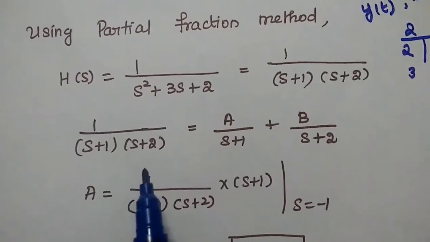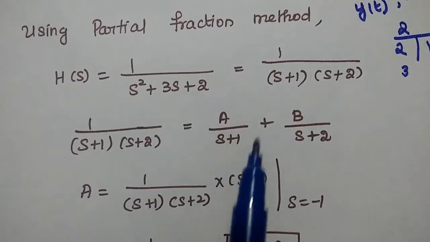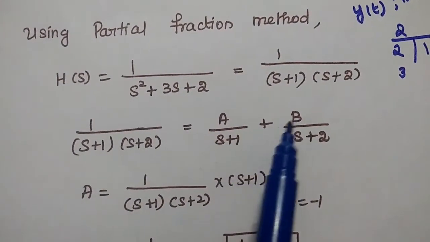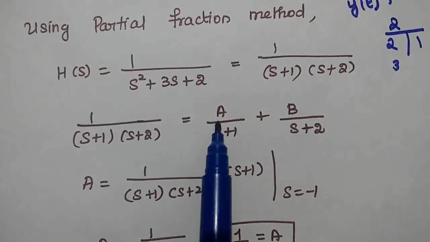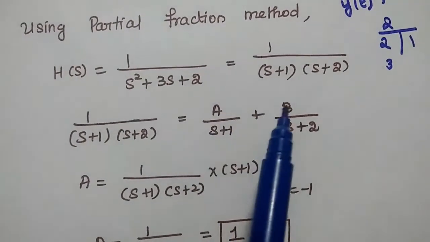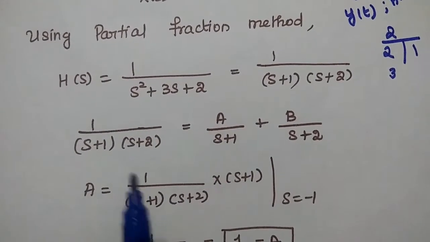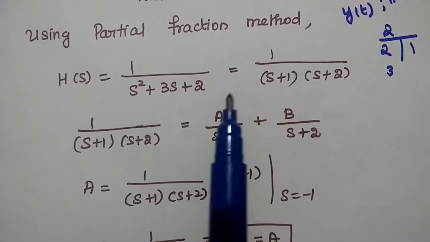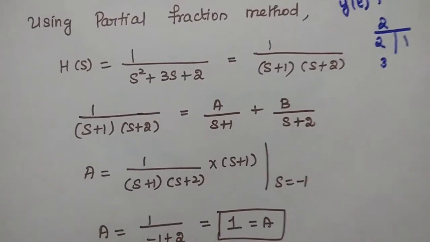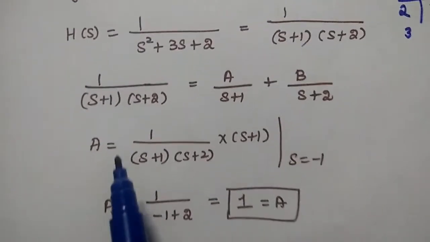So from this we can write the partial fractions as A by s plus 1 plus B by s plus 2. Then we have to find the values of A and B. Why do we do all these steps? To find the inverse Laplace transform. For that only we have to follow these steps. Okay, then we are going to find the value of A.